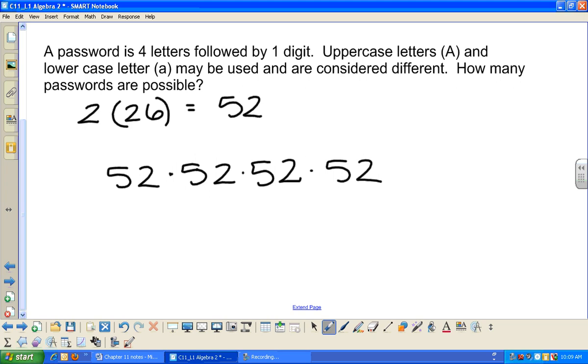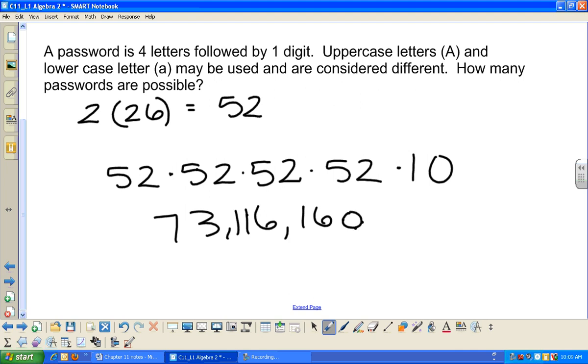And then it's followed by 1 digit. When talking about digits, I have 0, 1, 2, 3, 4, 5, 6, 7, 8, 9. So I still have 10 different digits I can choose because 0 is included. So if I multiply that whole thing across, I get 73,116,160. So that's just if we want to find the total different ways possible for combinations.